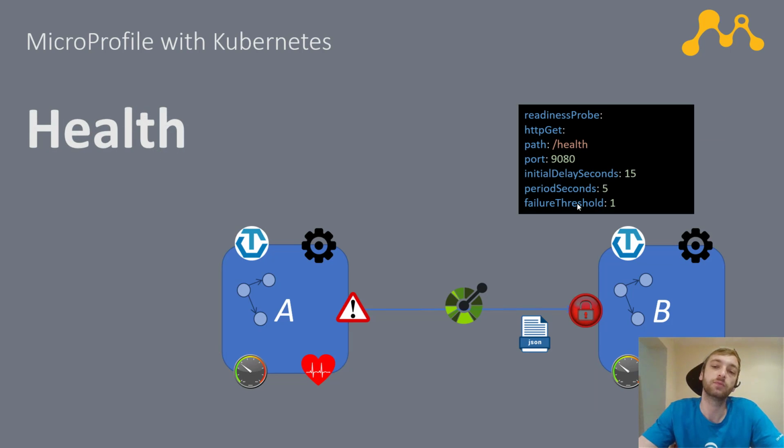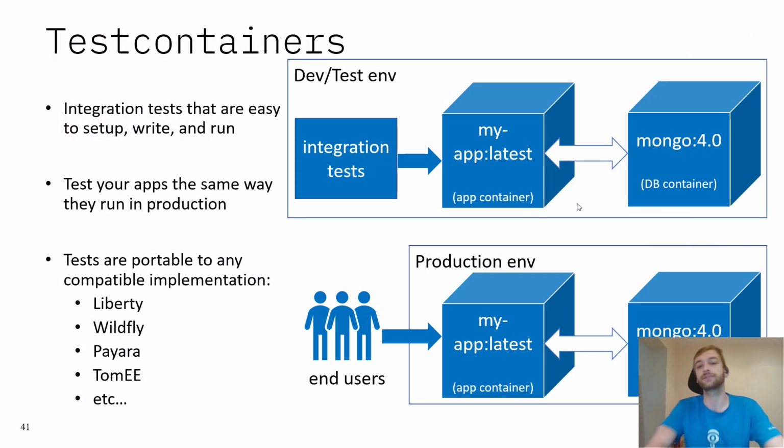And with health, we can use the health endpoints from our application and use that with Kubernetes. So Kubernetes can check that with the readiness probe to see if it's ready to serve requests, and when it is, then obviously it'll start diverting traffic to that microservice.